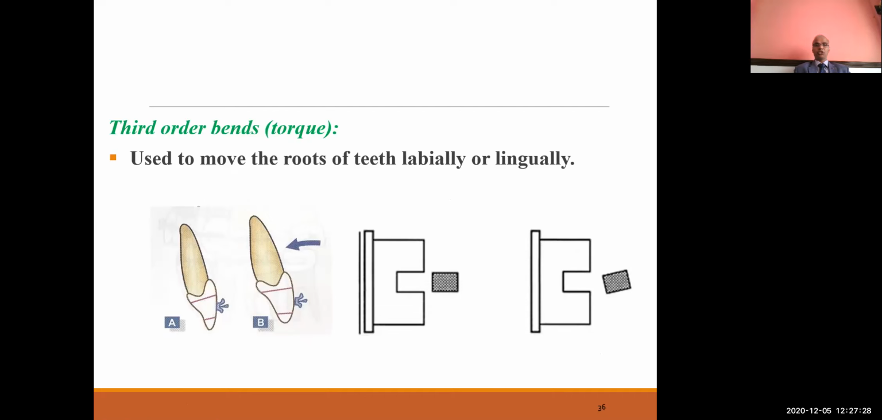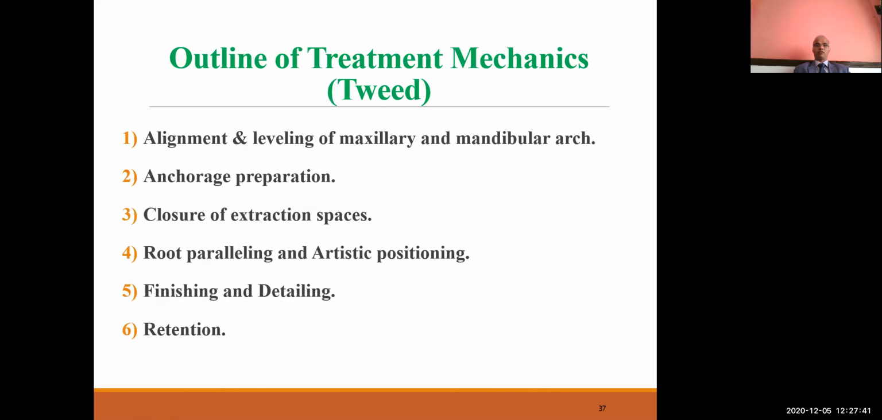Third order bends are used to move the root of the teeth labially or lingually. So in this, the arch wire is twisted to place the third order bends. So these are the outlines of treatment mechanics of Tweed. First, alignment and leveling of the maxillomandibular arch, anchorage preparation depending upon the malocclusion, then closure of spaces in various steps, and then root paralleling and artistic positioning of the anterior teeth, then finishing and detailing, then retention.